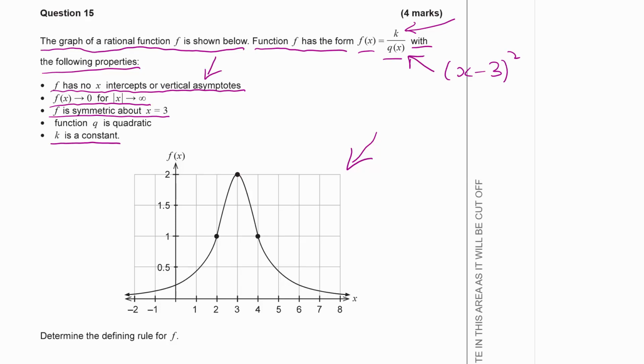However, it can't just be that, because when x is 3, this would be 0, and we would have a vertical asymptote. So we must be adding something here. So q is a quadratic. I've actually just used that fact over here. And so let's see what we could possibly do.